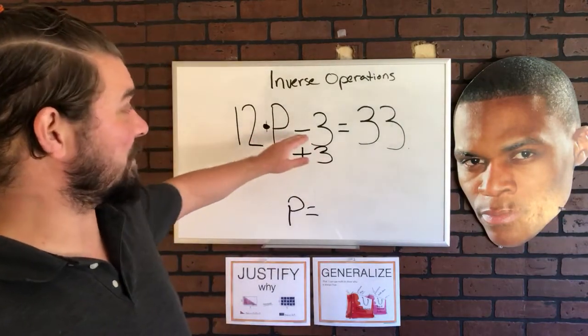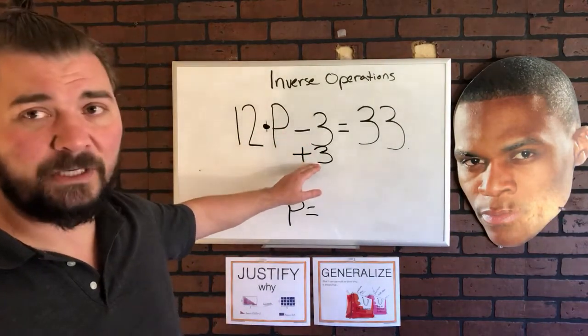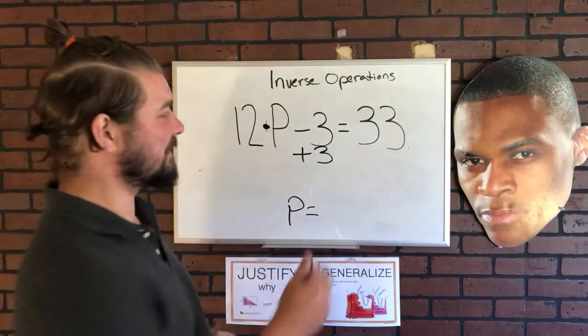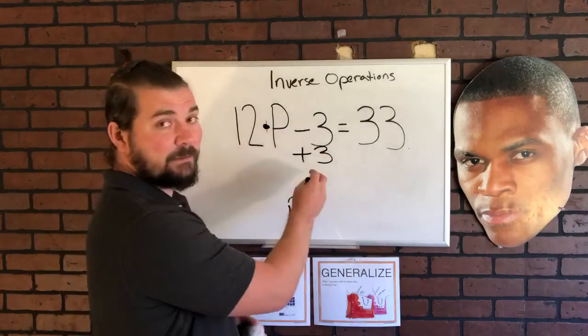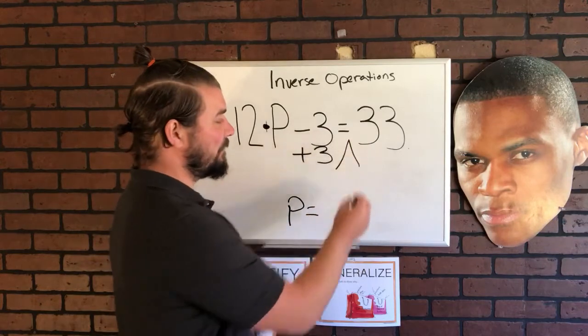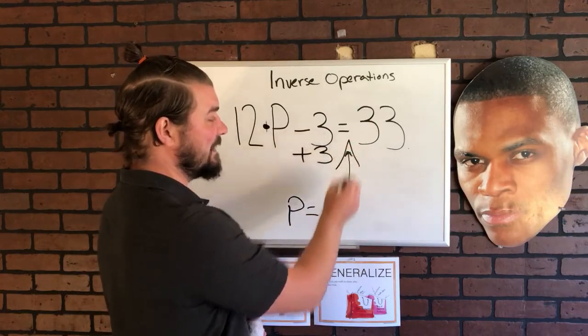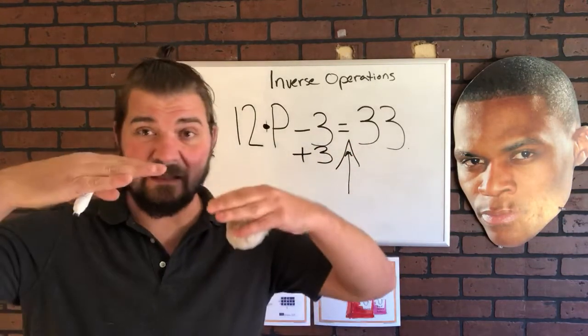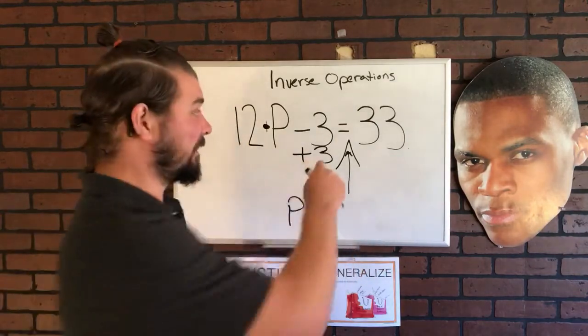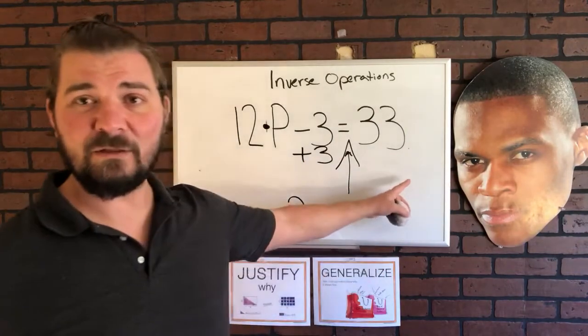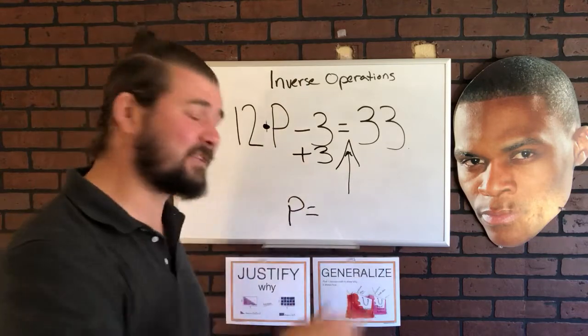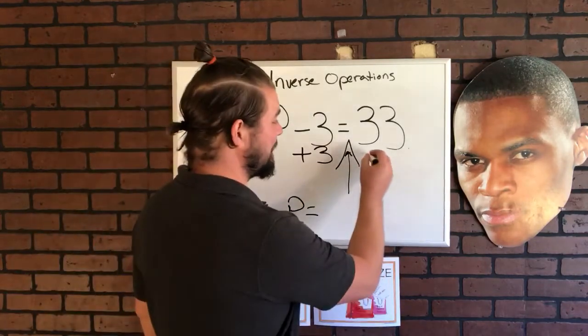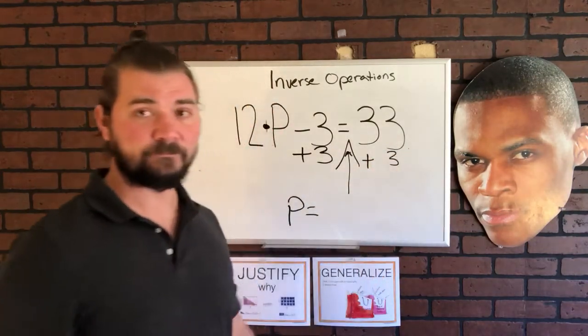So if I was going to subtract 3, but then add 3, I don't need to do either of those things. These would cancel out. However, I have to be thinking about this equal sign. They're in balance. So if I'm going to add 3 to this side, what do you think I have to do to this other side? That's right. I've got to add 3 to that side also.